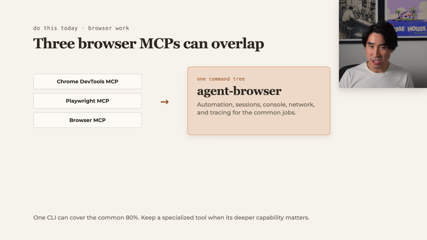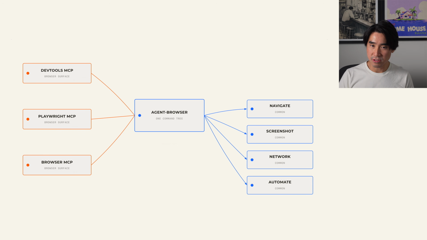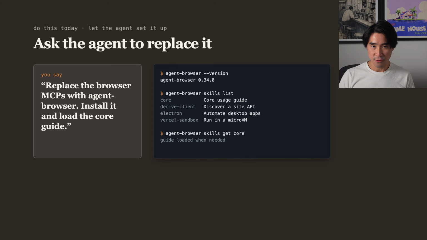For a lot of people, you just need the most basic tools from some of these services. A CLI that covers 80% of the most commonly used features of Chrome developer tools, Playwright, and browser MCP in agent browser, that might be enough for you. And if you're setting this up today, you don't need to configure anything. You can just tell your agents, replace this MCP server with the CLI, and your agent does the rest. Whether you're using an IDE or a terminal harness, the agents can install the CLI onto your file system.